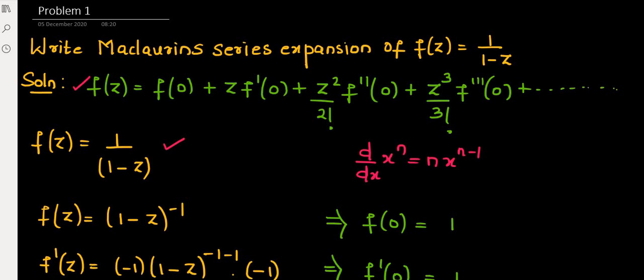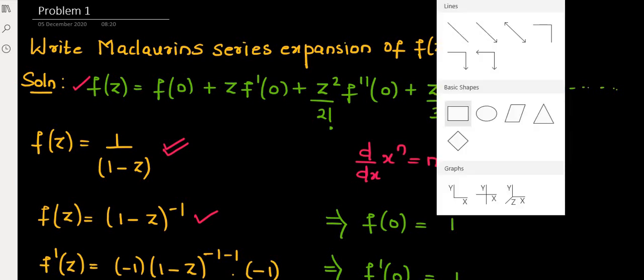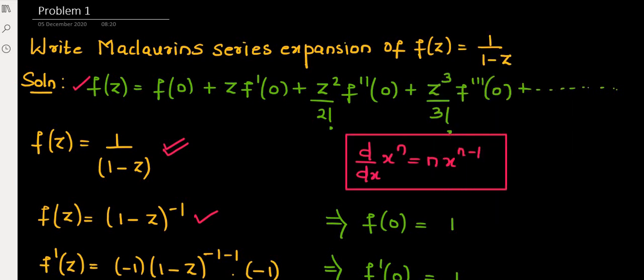So what I am going to do is rearrange this function in this form, 1 minus z raised to minus 1, because differentiating this using the product rule seems to be difficult. So I am going to use this power formula in order to differentiate the function. Now since I have written f of z, I am going to compute the first term, which is f of 0. F of 0, after putting z as 0, you get 1.